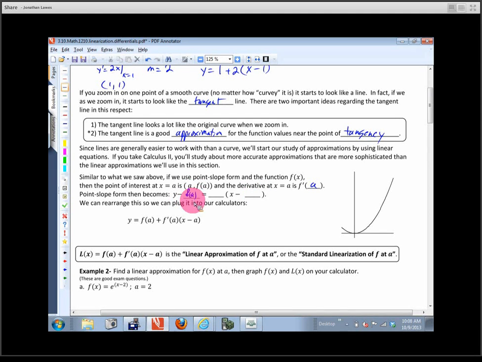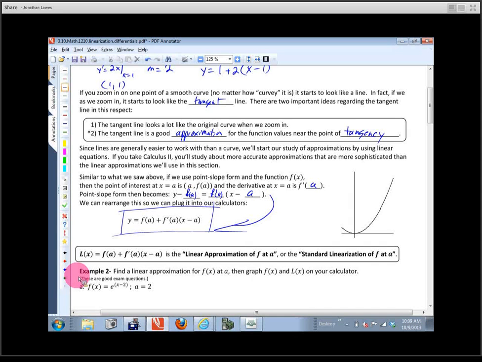I need the slope. Slope is the derivative at that particular point, so that would be f prime of a, and the x-coordinate is a. Then all I'm going to do is rearrange it a little bit. I'm going to take that function value and put it over here, with the slope, which is the derivative, in front of x minus a. This right here is a quick way to write down the tangent line for a curve at the point a.